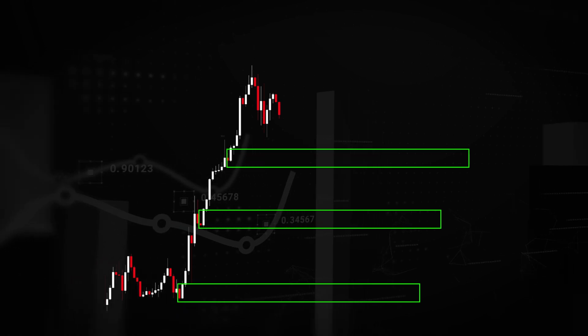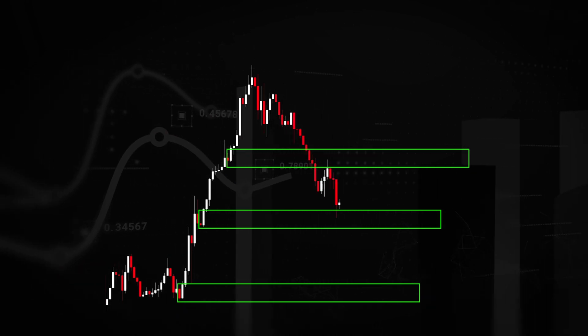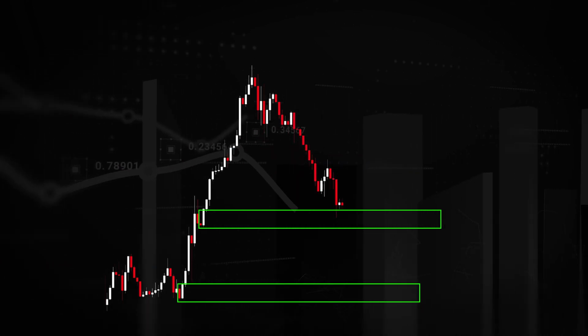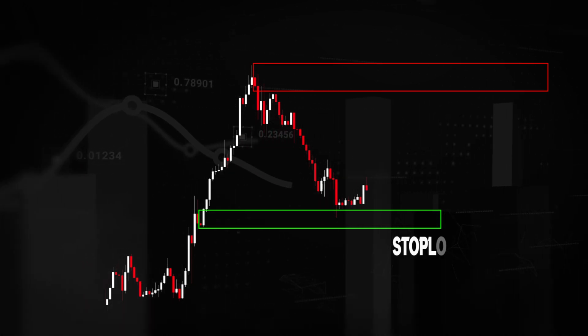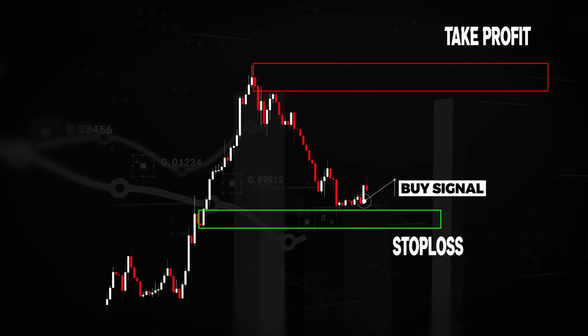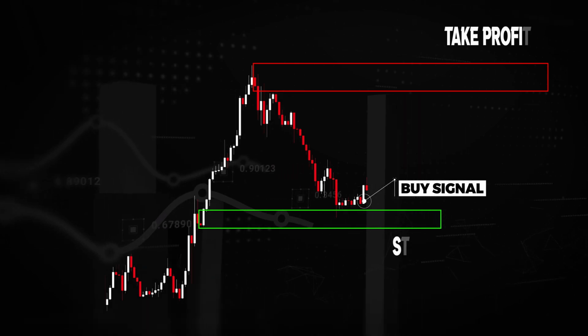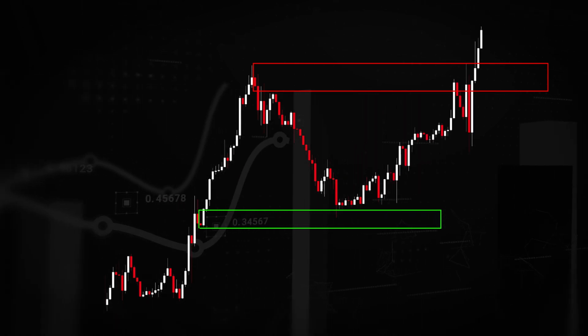As the price reacts to the demand zone and gets rejected, I look for a bullish candlestick pattern to enter a buy position. When the bullish candle closes, I open a buy position and set my stop loss below the demand zone. I wait for the price to reach the supply zone and then exit the position.